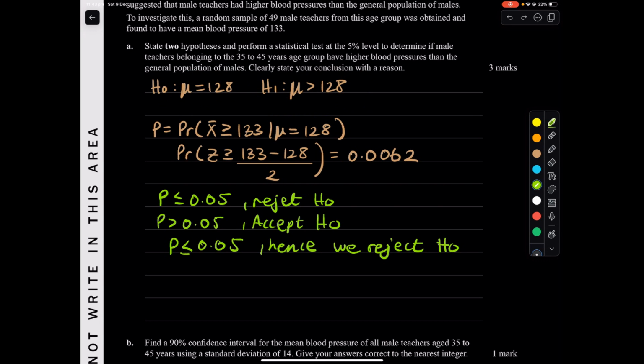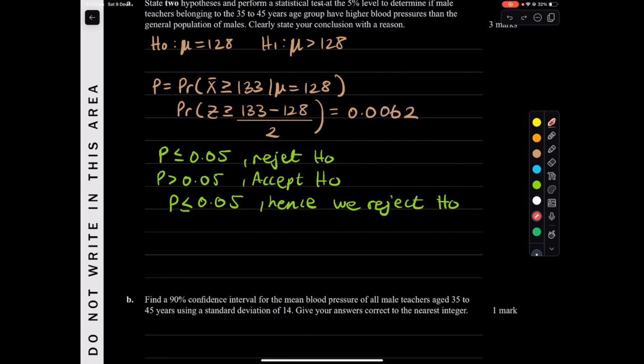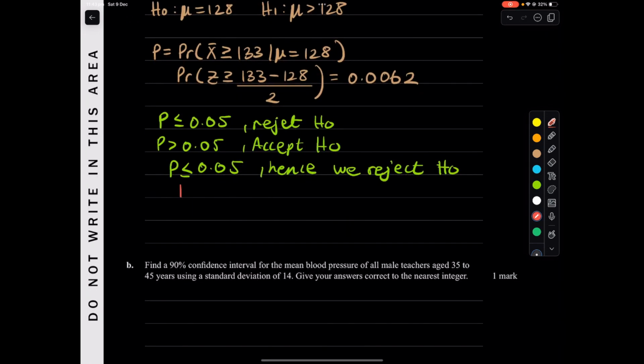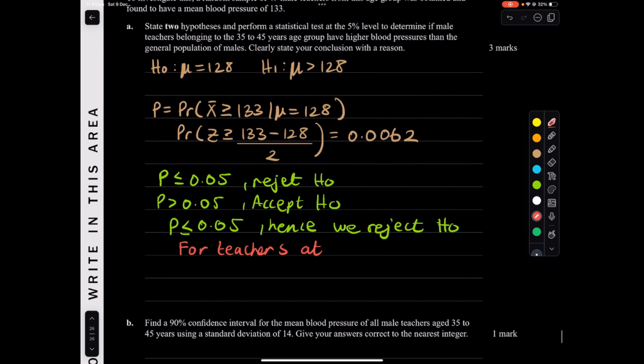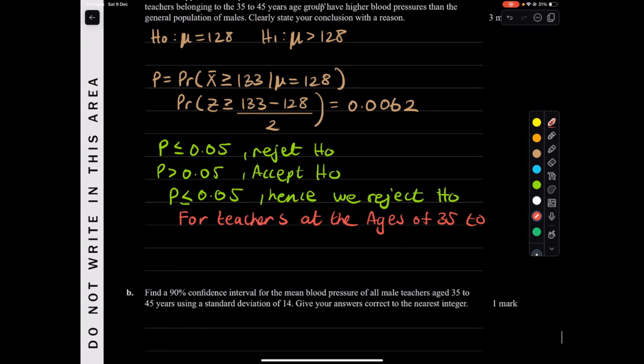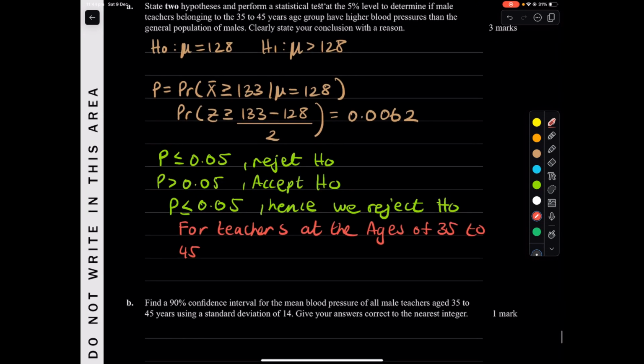So if we're rejecting this null hypothesis, we are saying that your actual mean value is true. So for teachers at the ages of 35 to 45, we can say they have likely, wait, this is actually hard to write.